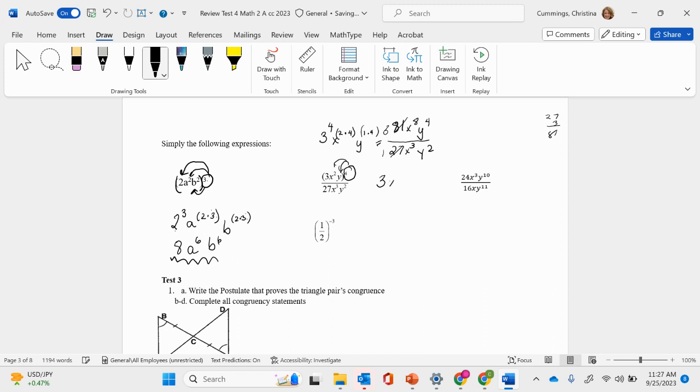Let's divide x to the eighth by x to the third. When you divide exponents, you subtract them. Let's divide y to the fourth by y to the second. Again, subtract. What's 8 minus 3? It's 5. What's 4 minus 2? It's 2. There's my answer right there.